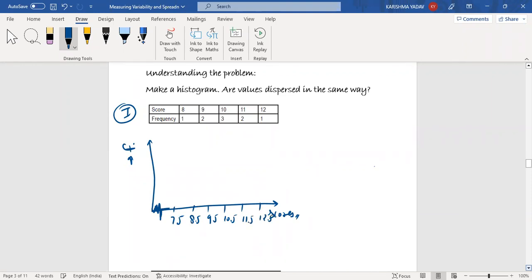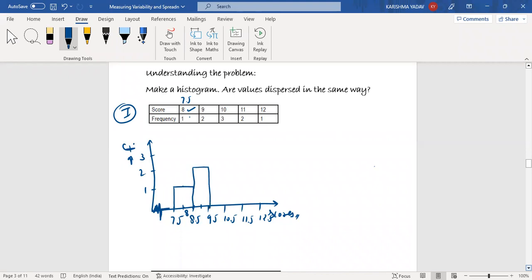And the frequency is 1, 2, 3. Because of the continuity in the data, we have taken 7.5, 8.5 and so on. For a score of 8 we have one frequency, so I will graph it like this, from 7.5 to 8.5. This is my 8, so for 8 points I have one frequency. For 9 points we have two frequencies. So here it is 9, and for 9 points we have this much frequency. That's how we draw the histogram.